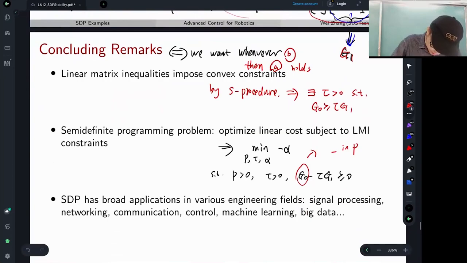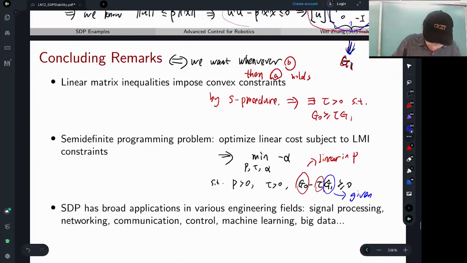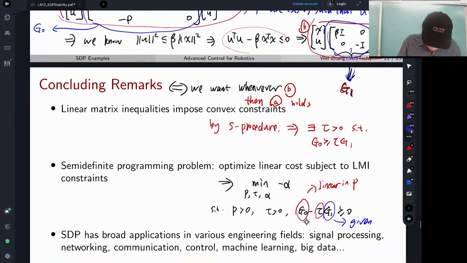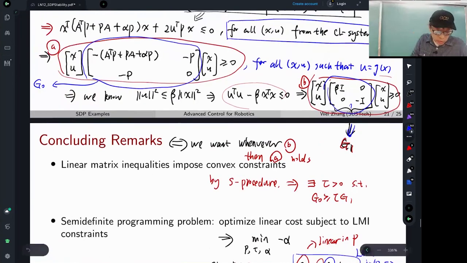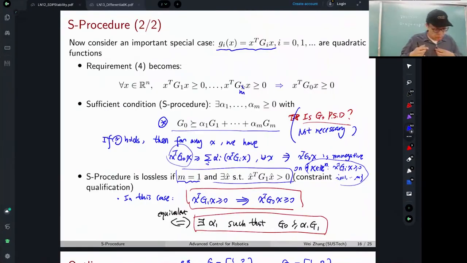This one is a variable, and we also know G1 is given. Suppose beta is given and everything is known. Then this whole thing is a linear matrix inequality in P and tau. We showed you how to solve this using Drake already. Suppose this is feasible, then you find the Lyapunov function to ensure closed loop stability or robust closed loop stability. We will play with it in one of the homeworks.